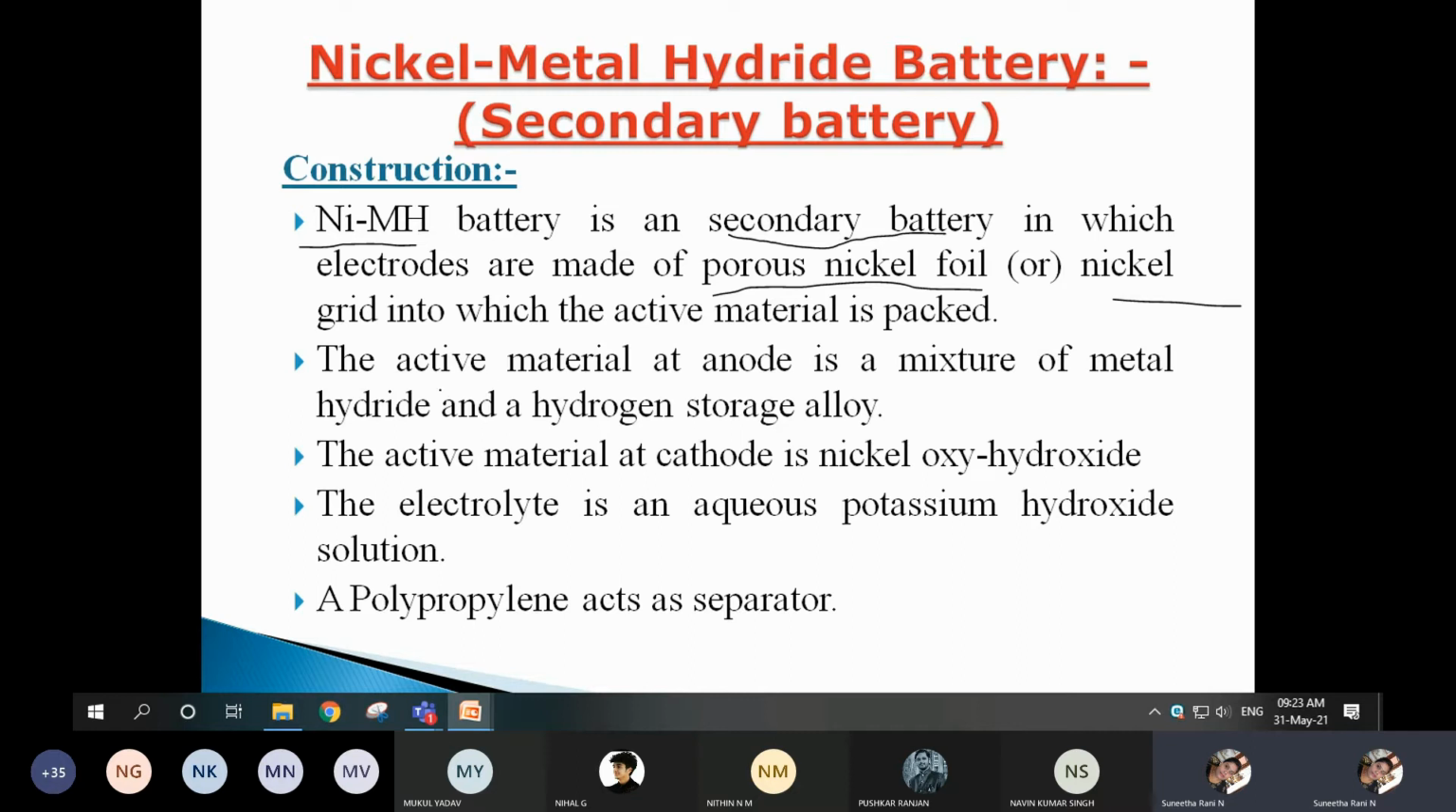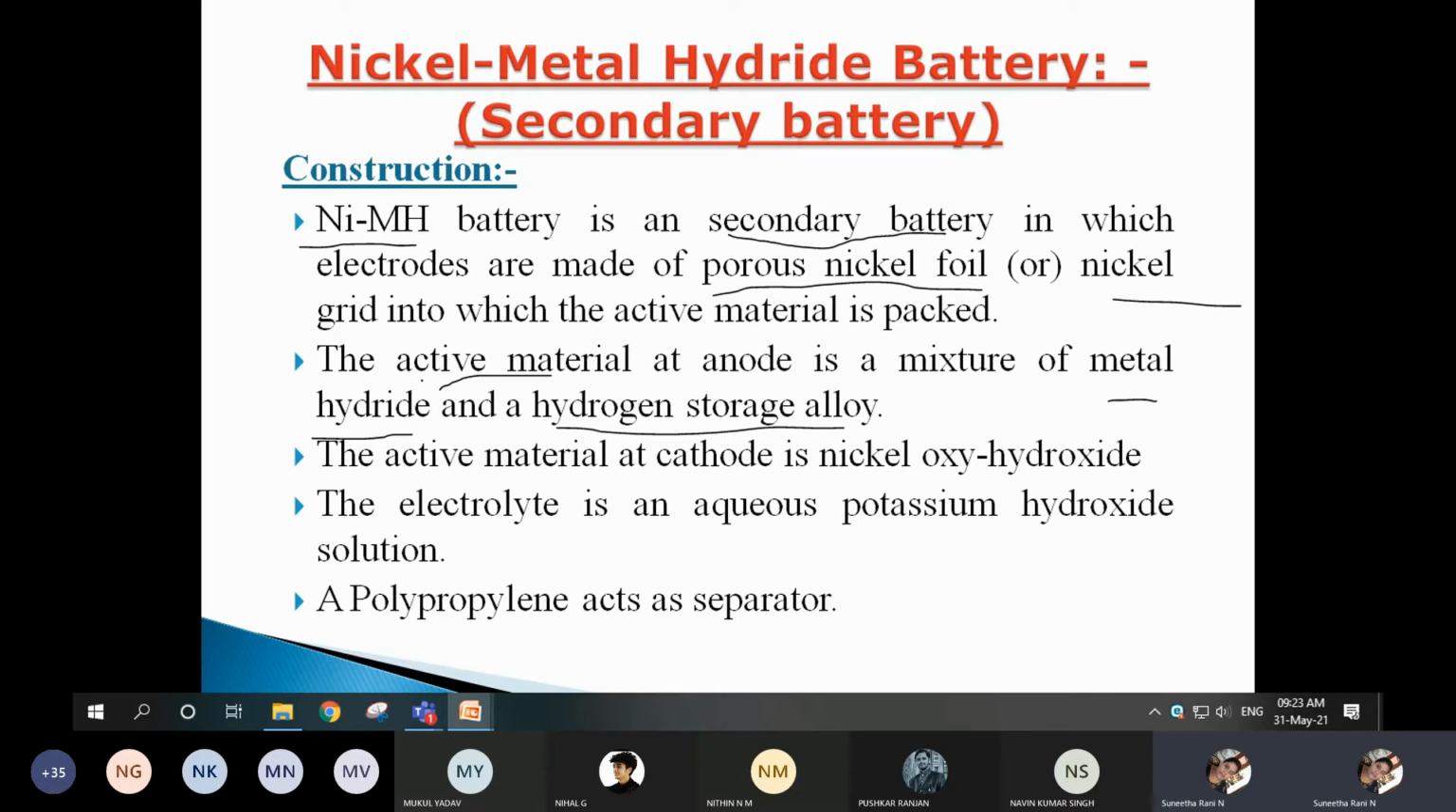And the other active material, metal hydride, is a mixture of metal and hydride. What is that hydride? For example, it is a hydrogen storage alloy. Hydrogen storage alloy contains a metal and also hydride, H plus ions, where the alloy can store hydrogen or H plus ions in its structure. This type of combination of alloy we call metal hydride.